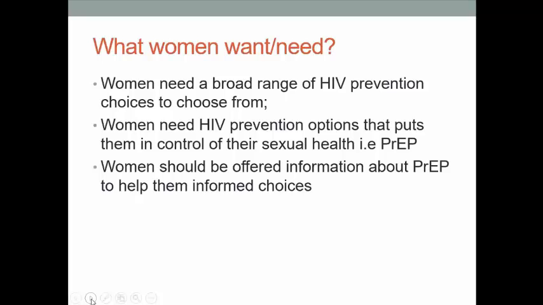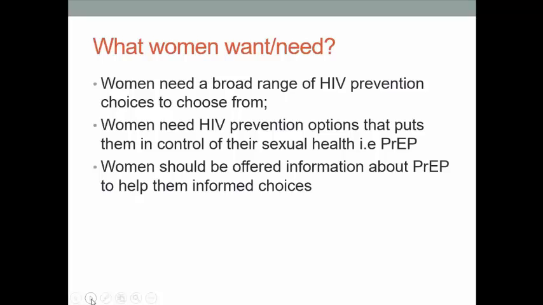We know, as I already alluded to, that when it comes to condoms and others, women have to negotiate with their partners. So what we are saying is that women need those interventions that are going to put them in control, so that they do not have to negotiate with their partners. And we are saying that women should be offered information about PrEP to help them make informed choices.